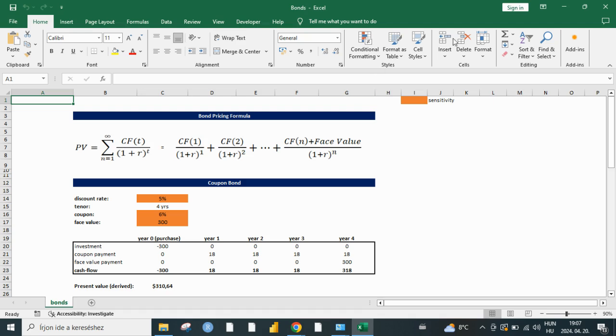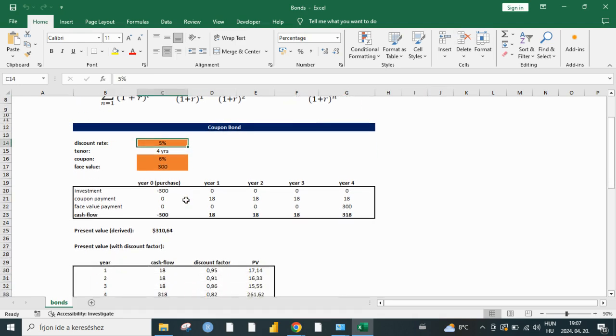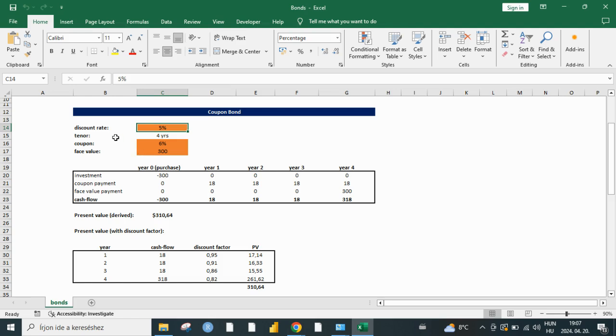Here you can see this colored cell. I also wrote here it is the sensitivity. So these are the cells which you can change. Now, here you can see in the 14th row that I wrote it's a discount rate. So for example, we expect a 5% return from the bond.